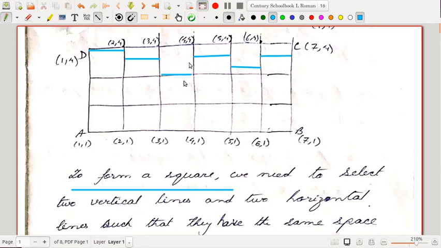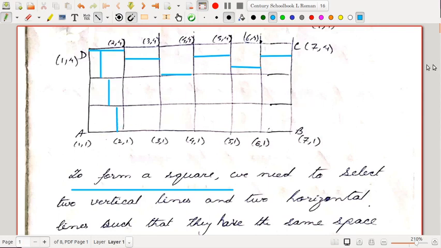So how many are there? There are 6 pairs exactly, right? 1-2, 2-3, 3-4, 4-5, 5-6, 6-7. These are the 6 pairs of vertical lines which are 1 unit apart. Similarly, there are 3 pairs of horizontal lines which are 1 unit apart. So we select any one of those 6 pairs, and on the horizontal side we select any one of those 3 pairs.